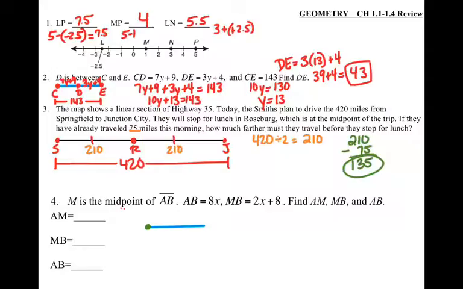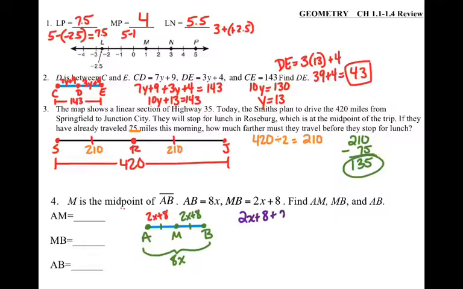All right, number 4, M is the midpoint of segment AB. So draw your picture, put it in the middle, put tick marks to show they're congruent. And then it tells you that AB is 8x and MB is 2x plus 8. Those two things are not the same size, so don't set them equal to each other, okay? But MB is the same length as AM. So if MB is 2x plus 8, then AM is also 2x plus 8.